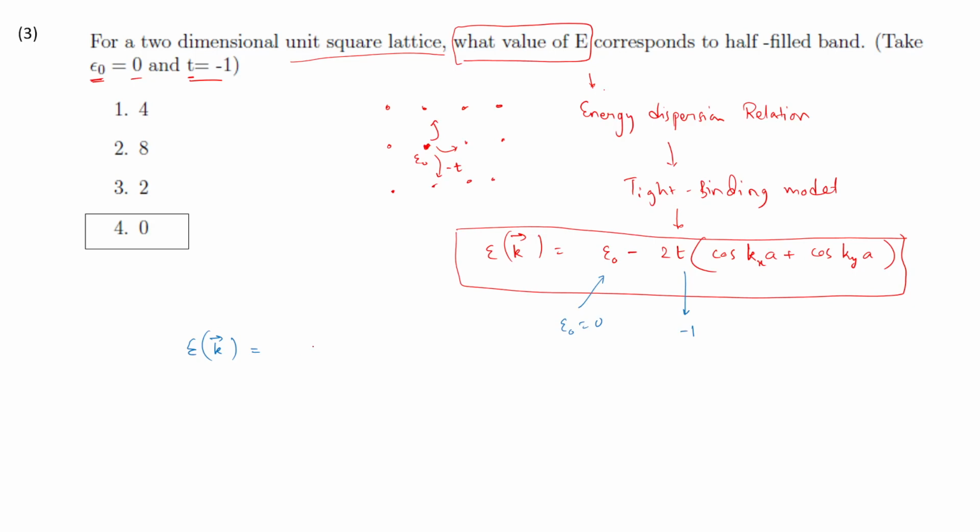So what we will get here is 2 cos kxa plus cos ky a. Okay. Now, how does this function look? If you try to plot it as a 2D plot, so this is, let's say, kx and ky, and here you put E of kx and ky. So this will look something like this.